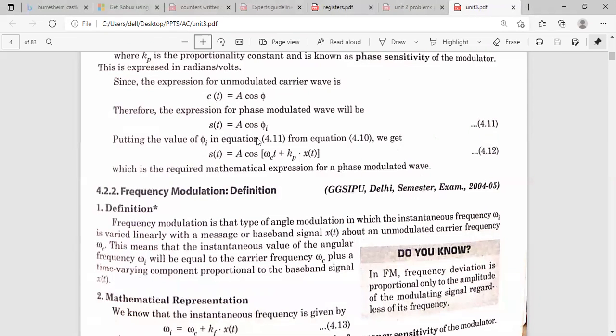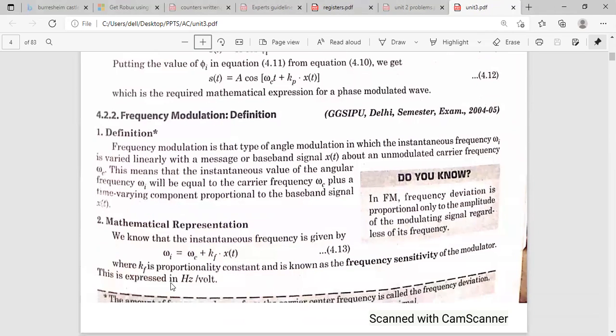And how do we write it for frequency? For frequency also, the same expression. What are we writing? s of t is equal to A into cos phi I. So here that phi I will be changed. How can we write phi I? Phi I is equal to omega ct plus kf into x of t. Here, since we are talking about frequency, the total phase angle will not be varied, only the instantaneous frequency will be varied.